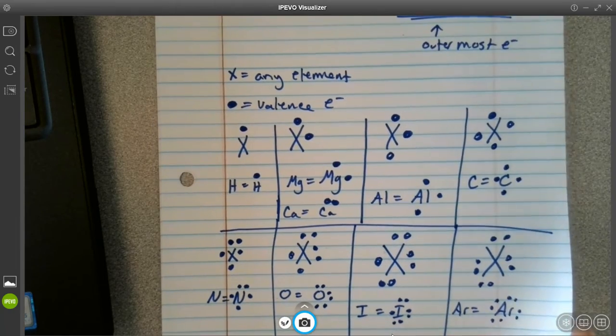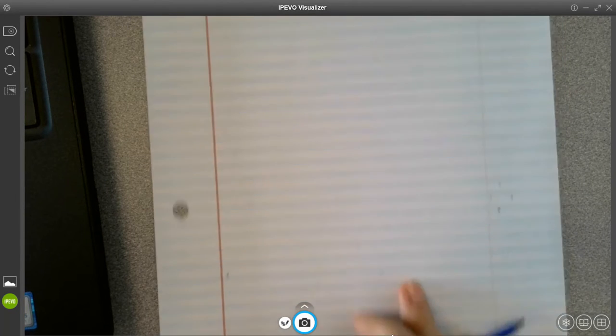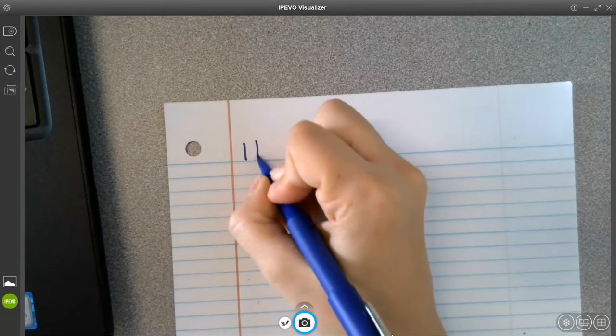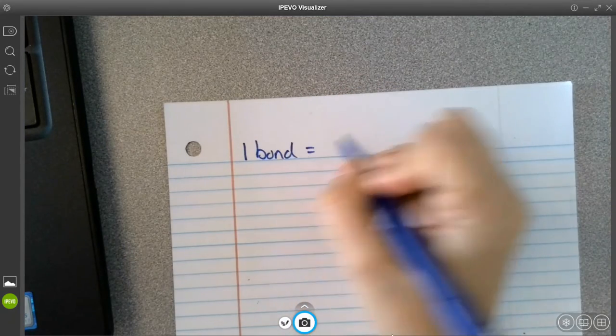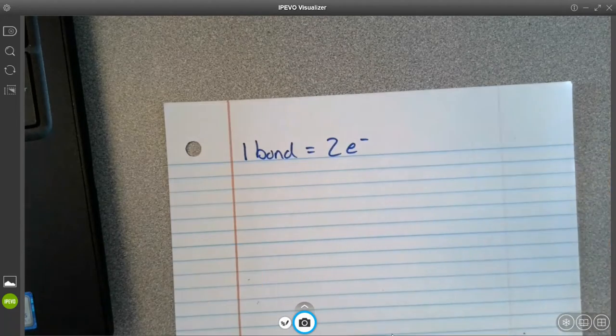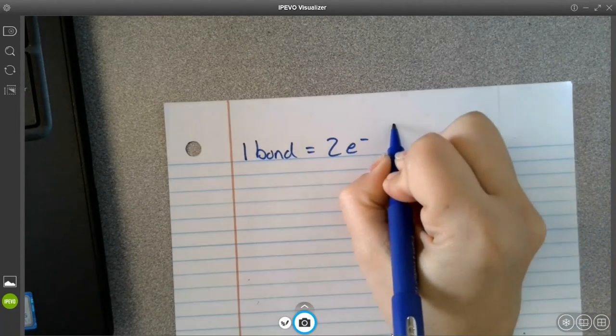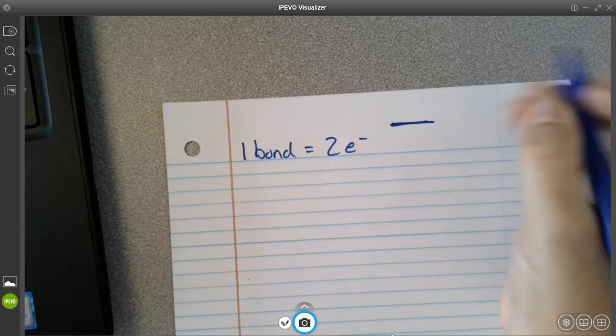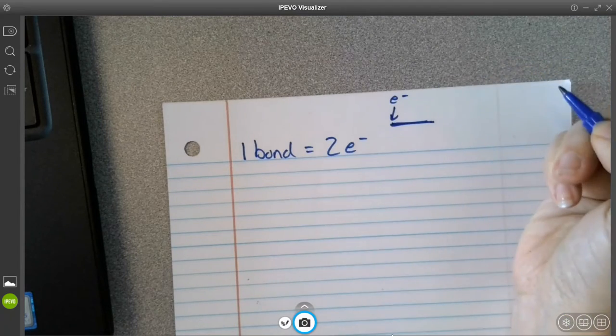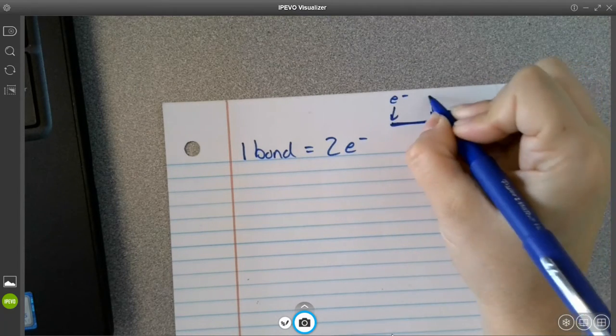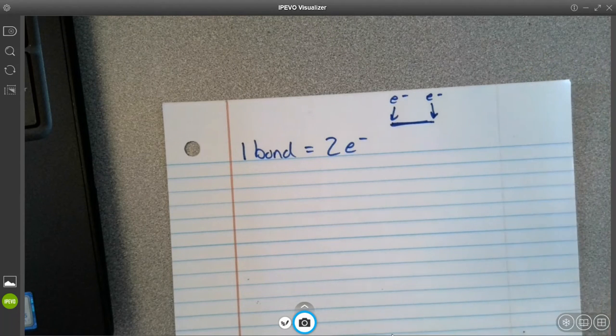So that leads us into our next part of the lesson, where we're going to be looking at the type of bonds. So kind of starting off, one bond is going to be equal to a total of 2 electrons, because a bond is represented by a single line. So one end has an electron, and therefore so does the other. So that's where we get our total number of electrons for a bond from. And there are 2 different types of bonds we can make.